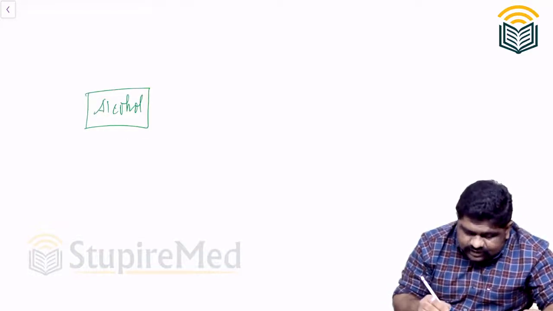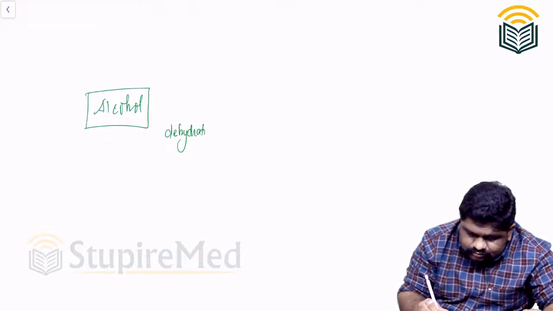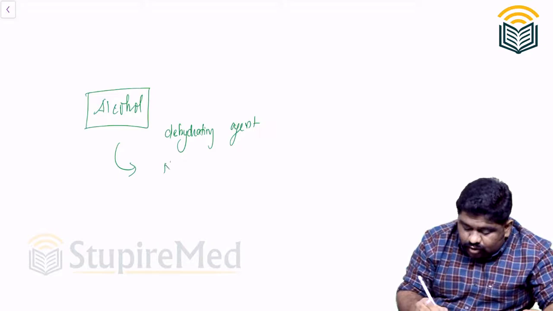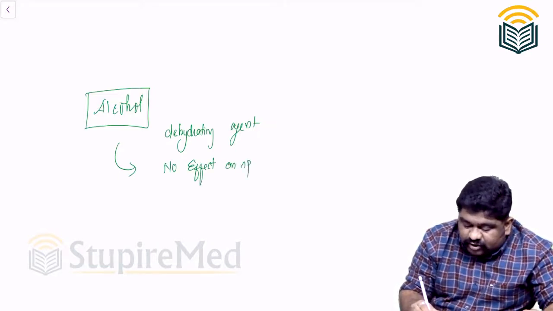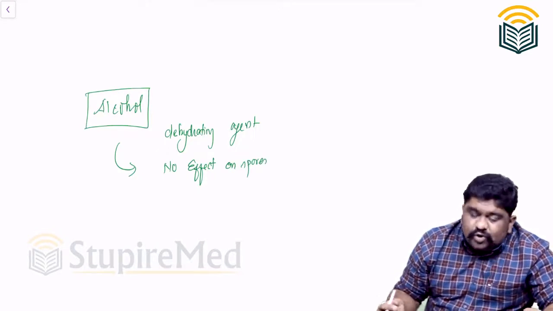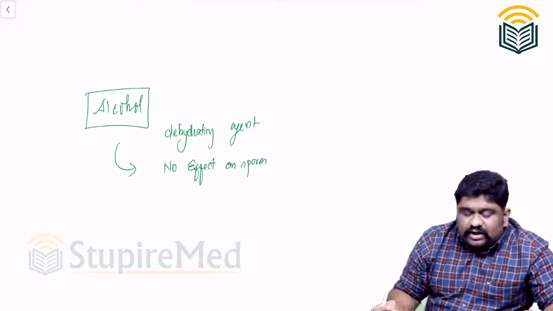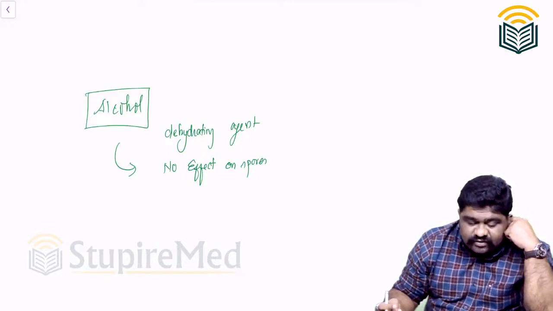Alcohol is a very effective dehydrating agent. But the most important problem with alcohol is that it has no effect on spores. But they can be virucidal and they can be bactericidal. And please remember, there is no difference between 90% alcohol and 100% alcohol. Just because I call it 100% alcohol, it does not mean it has high levels of disinfection.